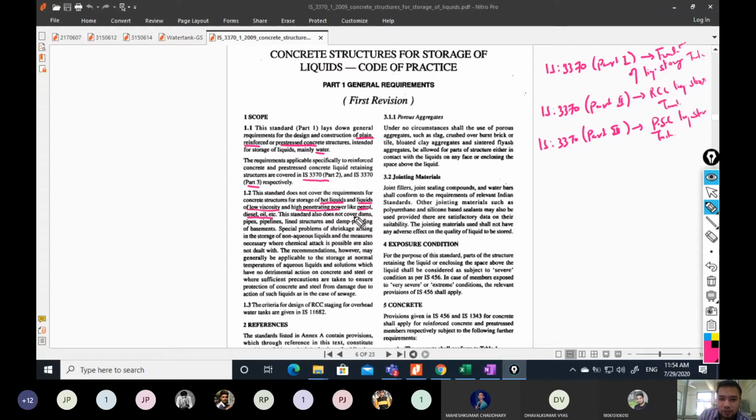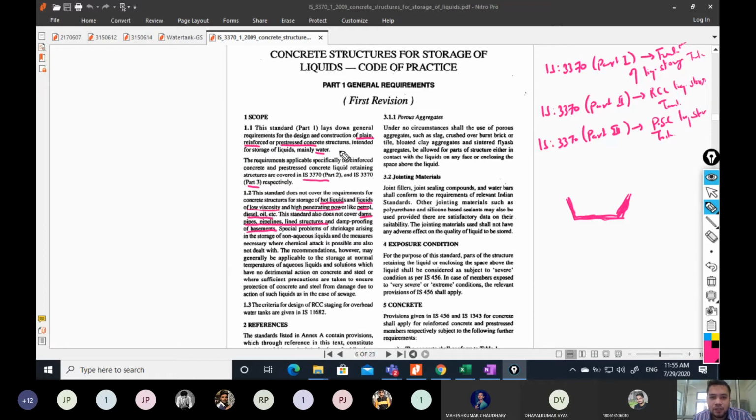This standard does not cover dams, pipelines, lining structures, and damp proofing of the basement. So for the design of dams, again this is not used. For that you have to refer a different code. For design of pipelines, this code cannot be used. And for lining structures, you might have seen canals which are having lining, with some RCC done on the periphery of the canal. It cannot be used for the lining also, and for DPC also this cannot be used.